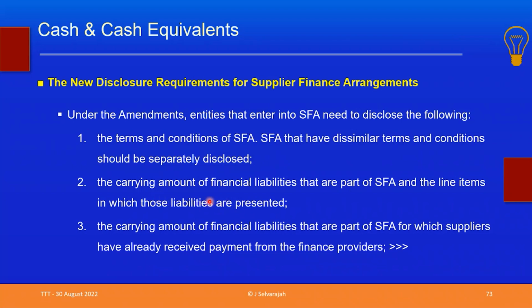The carrying amount of the financial liabilities that are part of the supplier finance arrangement, because don't forget, when you pay the creditor, you're owing the supplier financier. He paid you the money: debit bank, credit supplier financier. So you need the carrying amount of liabilities that are part of the supplier finance, and the line items in which those liabilities are presented. Also the carrying amount of the financial liabilities, the part of the supplier finance for which suppliers have already received payment from the finance provider. You need to state these additional things in the notes to the accounts.